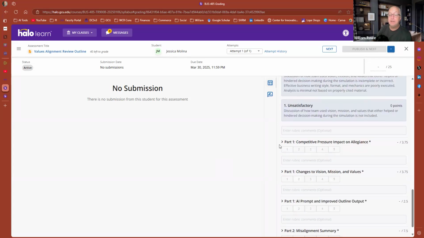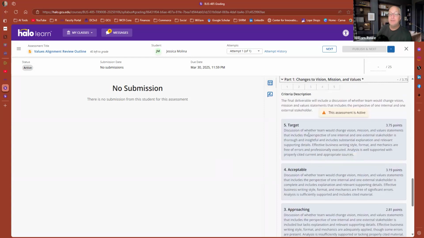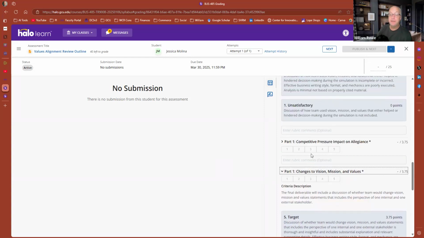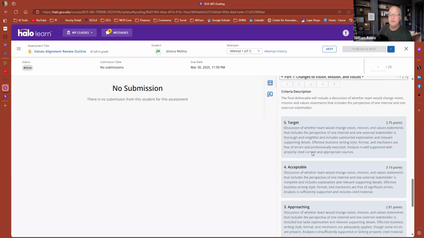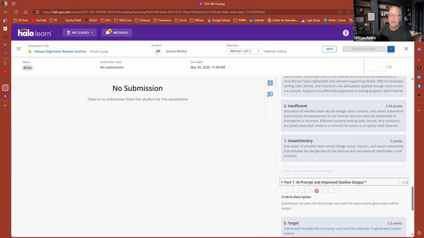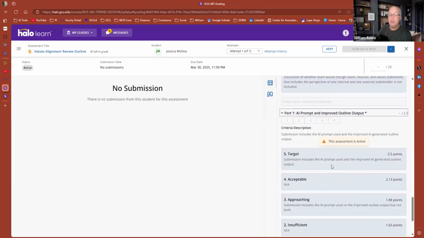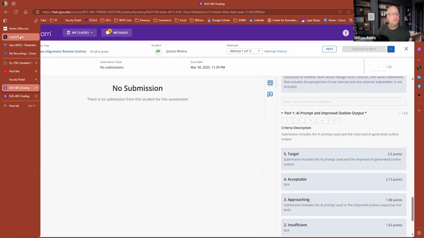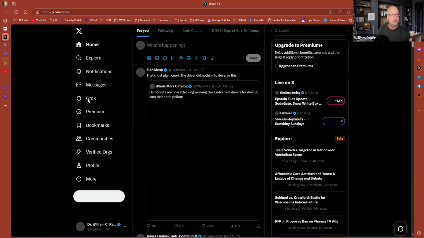Keep in mind here, discussion of whether team would change. Oh, that's different here. This, what I'm looking for, the AI prompt. Submission includes the AI prompt used and the improved AI generated outline output. So you need your original outline first. Then you put the AI prompt. And by what I mean by AI prompt, and I will use Grok.